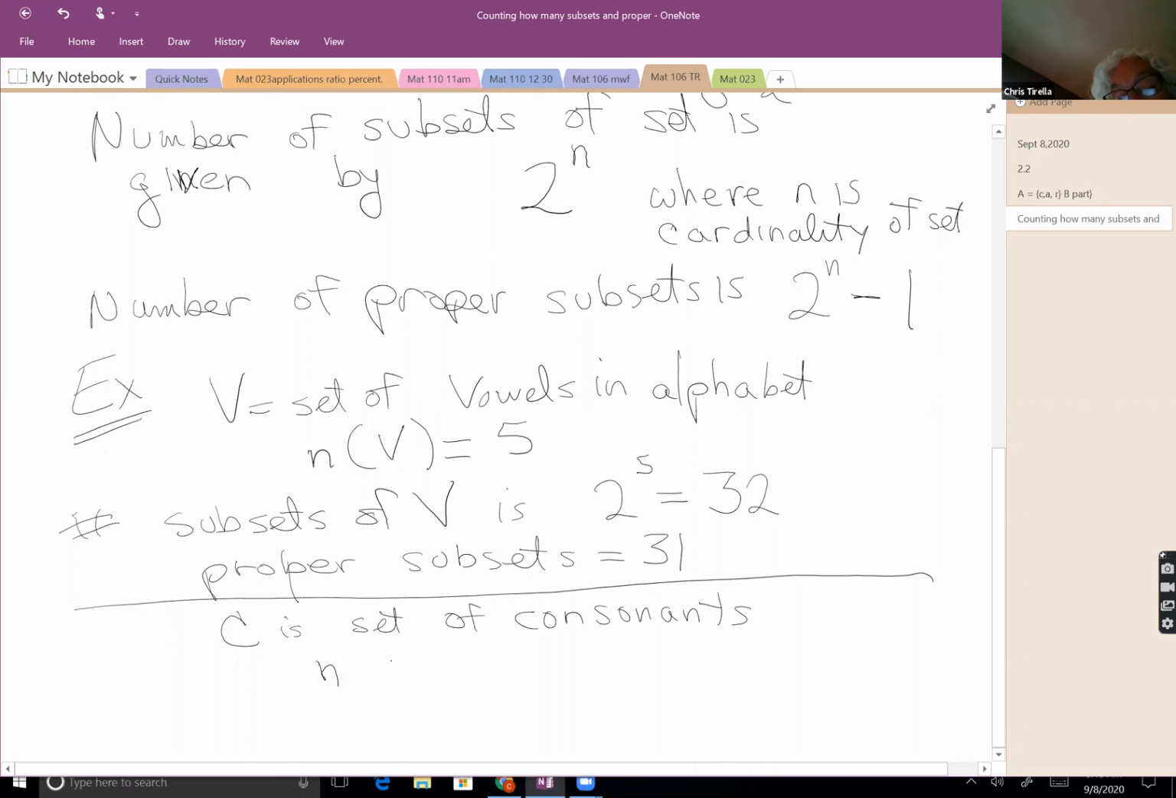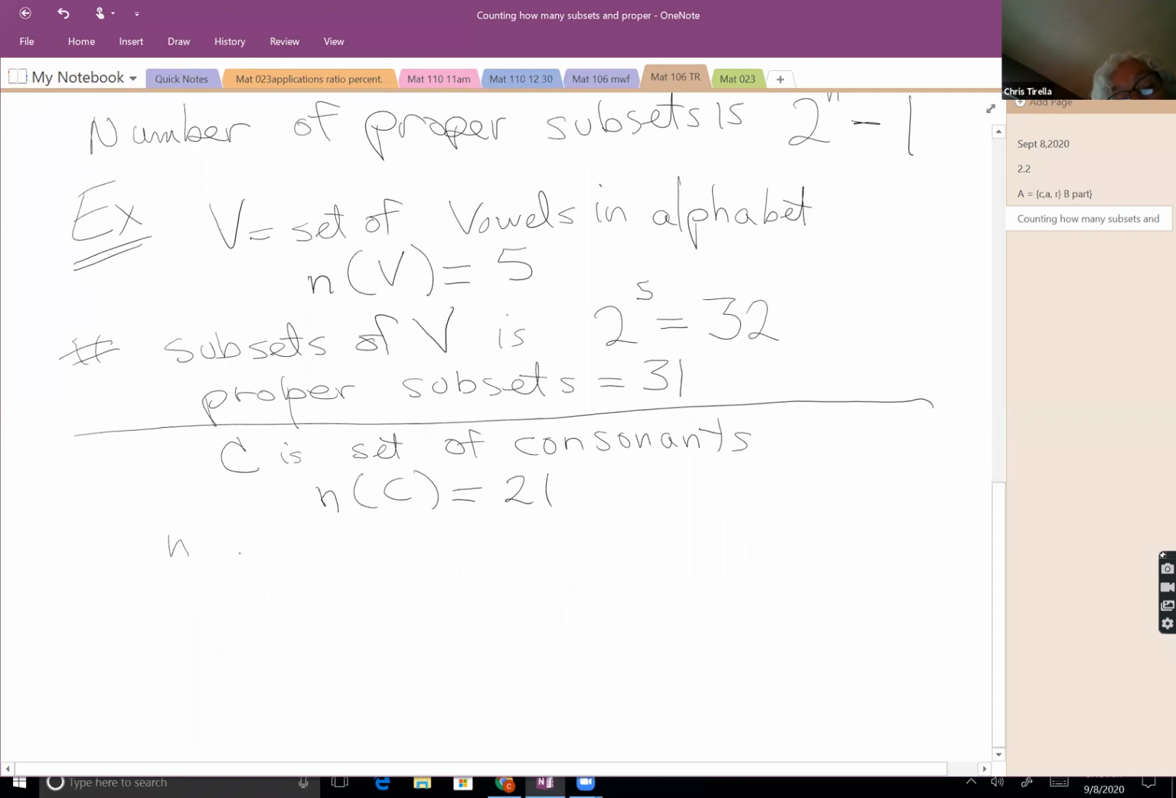The cardinality of C, well, the rest of the alphabet would be consonants, so that would be 21. And so if I look for the number of subsets, that would be 2 to the 21st power. And you see how this time I wouldn't want to go 2 times 2 times 2 times 2 times 2 times 25 times. So I'm going to stop sharing for a minute.